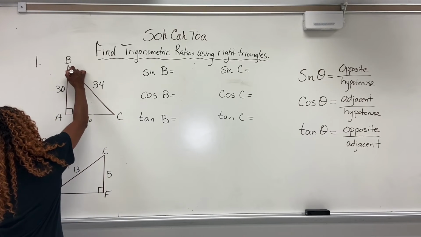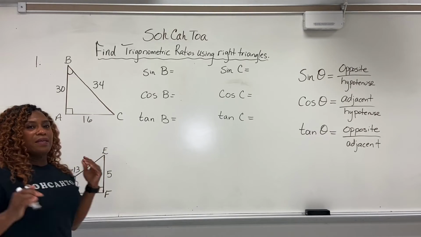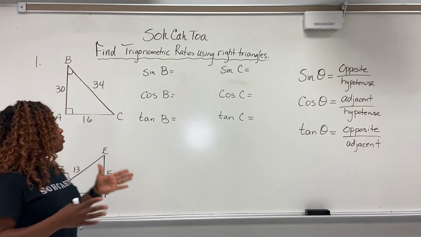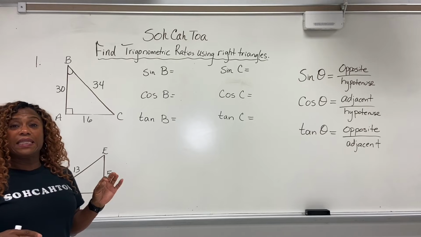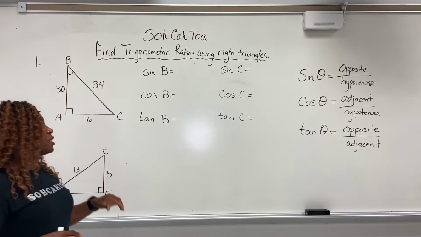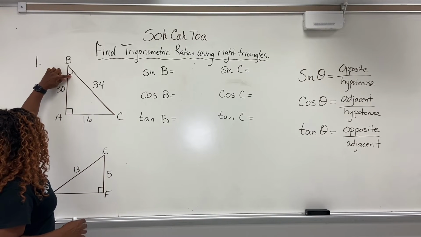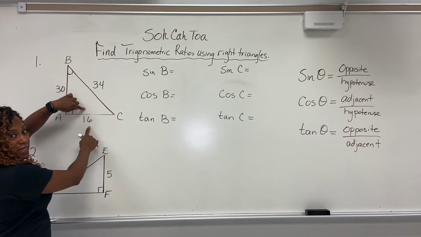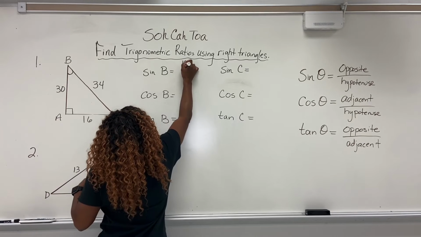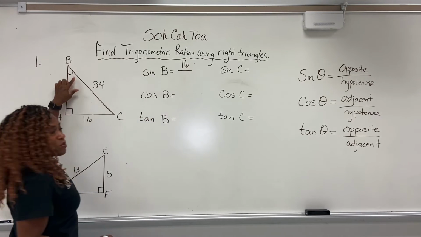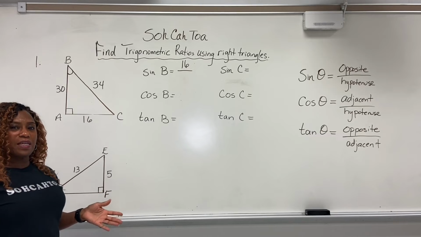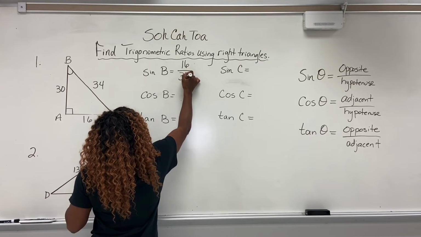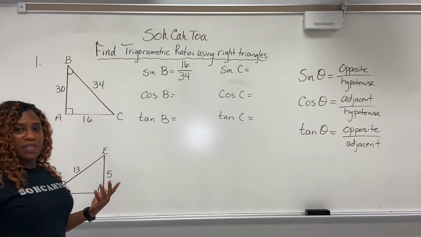And what that means is we have to keep in mind that we're looking for the sides from angle B's perspective. So when we're looking for the sine of B, and we know we need the opposite over the hypotenuse, we're looking from B's perspective, and the side that is opposite angle B is 16. So this is 16, the opposite over the hypotenuse. And remember, the hypotenuse is going to be the longest side of your right triangle, which is 34. So here is the ratio for the sine of angle B.